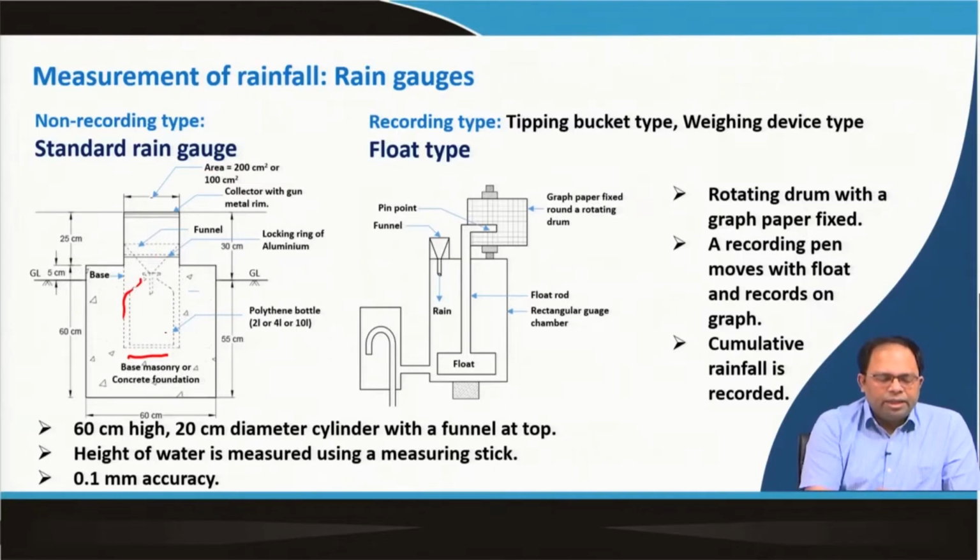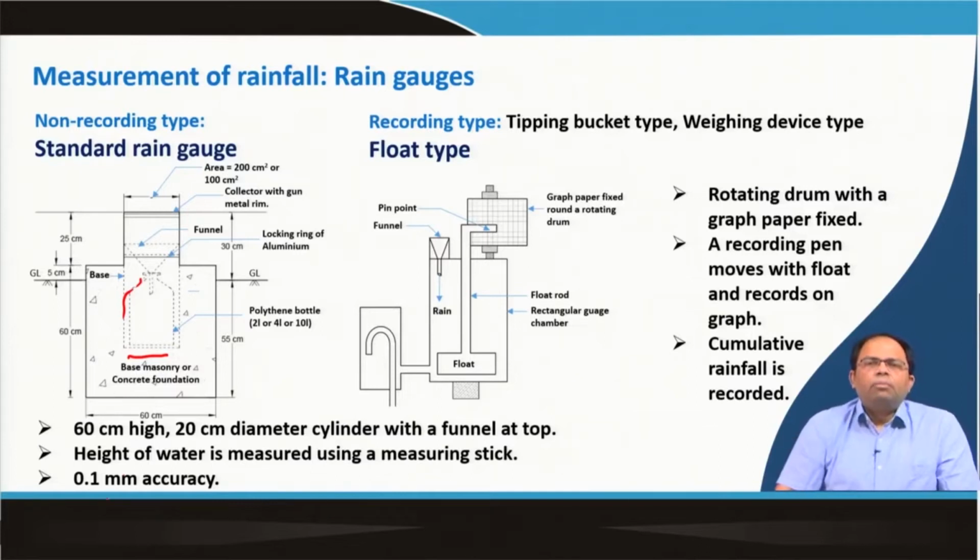The rainfall is collected into this container. This is a cylinder around 60 cm high and 20 cm in diameter with a funnel at the top, and the height of water is measured using a measuring stick. That means we put a measuring stick inside, and the measuring stick is graduated. We have marked the millimeters based on the height of water within the cylinder. It will show us exactly how many millimeters of rainfall has happened, because we have already calibrated or graduated that cylinder. It can measure up to an accuracy level of 0.1 mm.